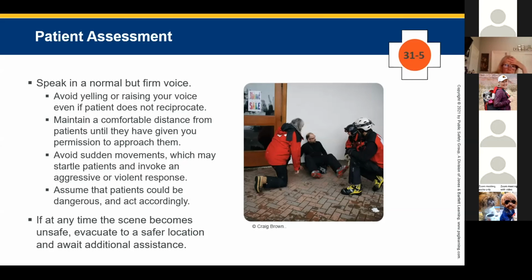Avoid sudden movements. You may startle a patient. You never know what's going to trigger him. And assume that patient could be dangerous and act accordingly. Okay.